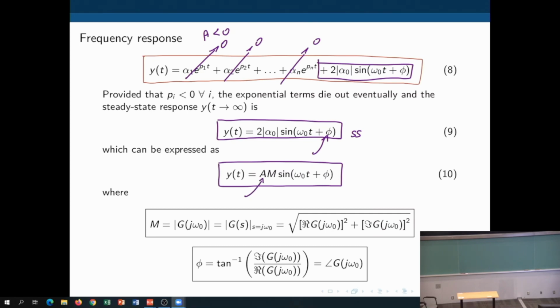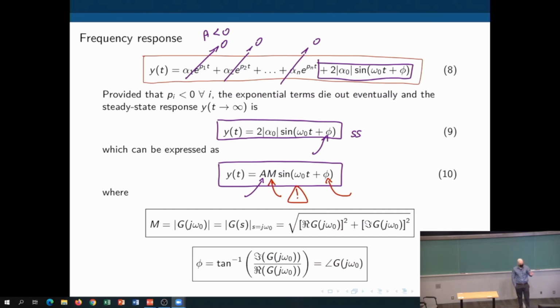And here comes the trick. M is the magnitude of the transfer function at the particular frequency of excitation, omega 0. And phi here is the phase shift that I can also calculate based on the phase of the transfer function at that particular frequency. So we don't need to do this analysis all the time.